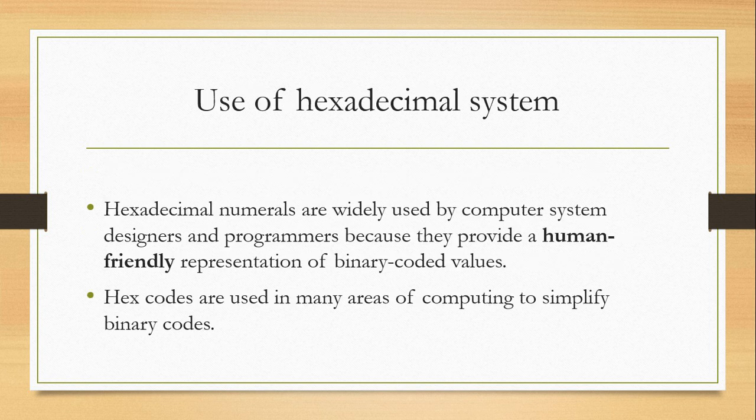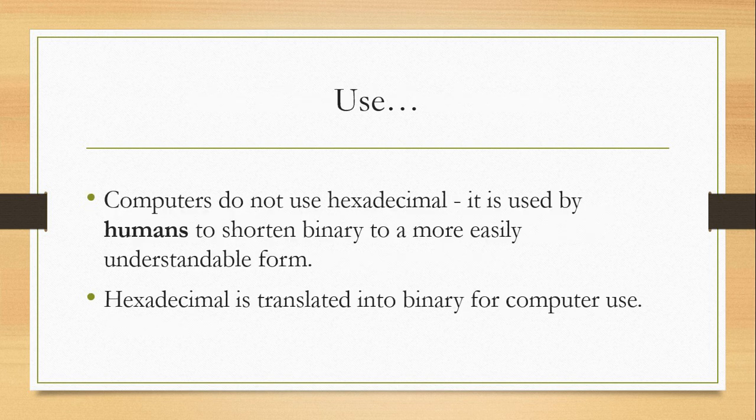Different computer designers and programmers use hexadecimal system to simplify binary codes into a human-friendly appearance or nature of digits. This is the main point: computers do not use the hexadecimal system. It is only used by humans, and it is designed for humans just to simplify and shorten binary digits, figures to a more easily understandable form. It is just a convenient way.